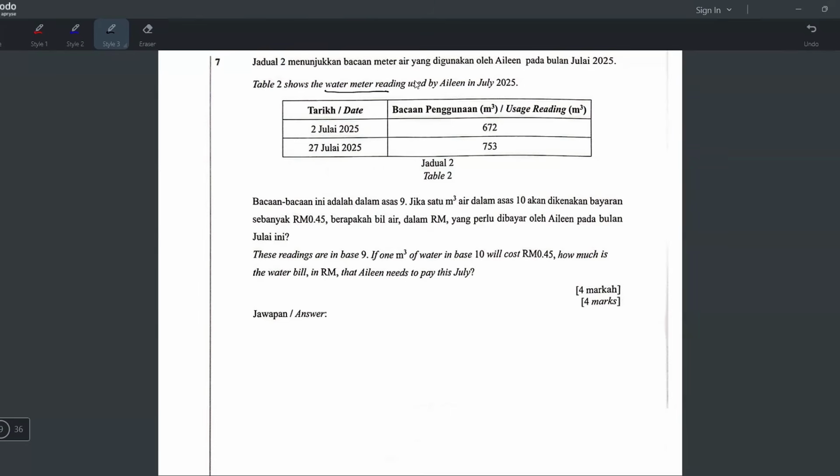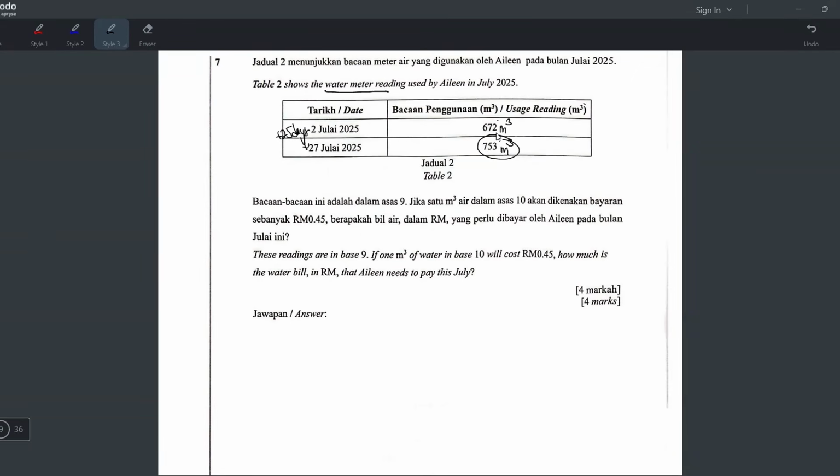Okay, let's continue. So on 2 July 2025, the usage reading is 672. The unit is in meter cube. And then 27 July, so some days have passed lah. Okay, how many days have passed? 25 days. After 25 days, it becomes 753 meter cube. So how much you already used, we will take this one minus this one lah.